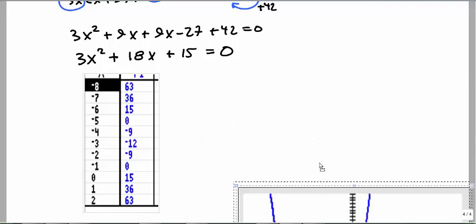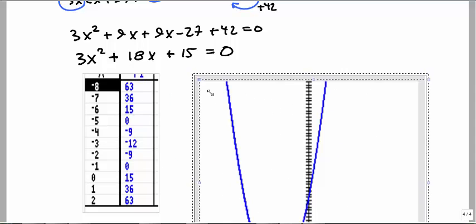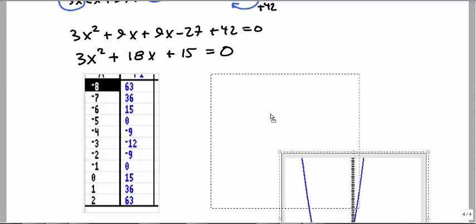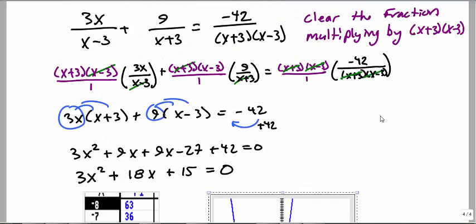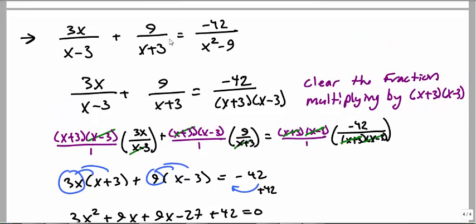And of course, this is supposing that you haven't made any mistakes from the start. Now, one quick comment, I would not even have to clear these fractions. I could graph this right away. The only thing I'd have to do is add the 42 over x squared minus 9. I could have graphed this right away, and I would have gotten the same exact solutions.